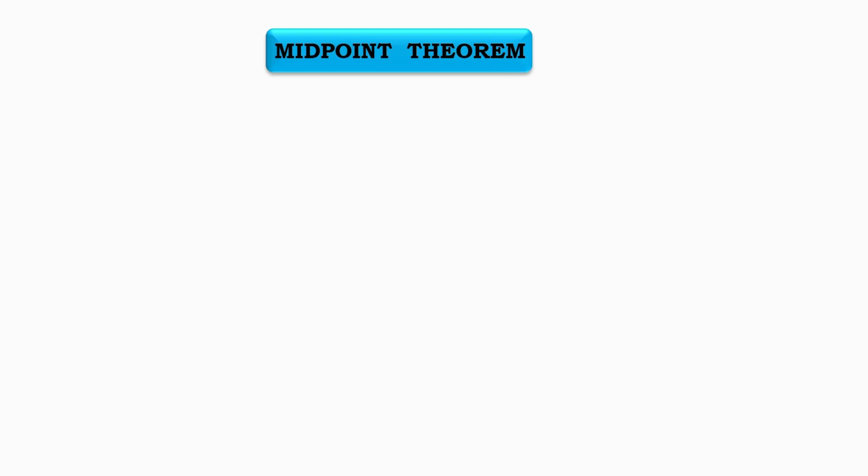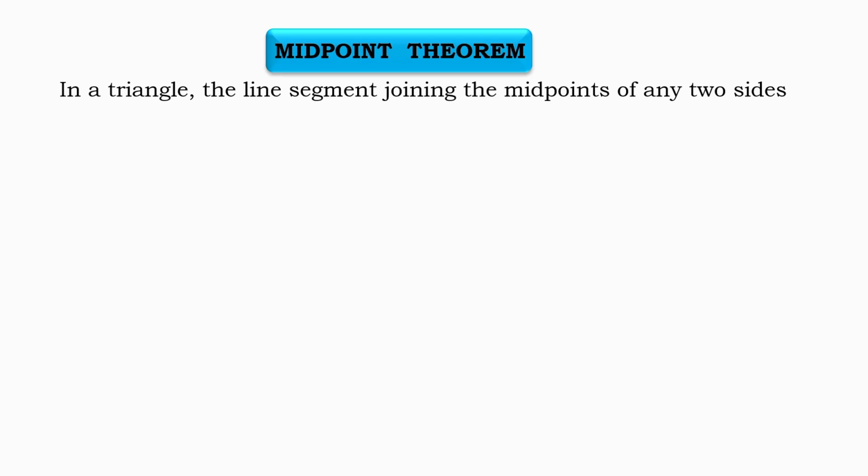Now coming to the next part, that is the midpoint theorem. This is a new topic that we are going to learn. That is, what is the midpoint theorem. So let's understand the statement first. In a triangle, the line segment joining the midpoints of any two sides is parallel to the third side and is half of it. Okay, I know that you couldn't understand by this statement. Let me explain when we draw the triangle.